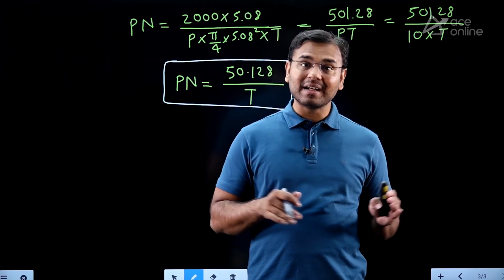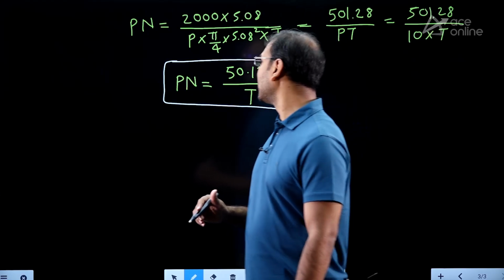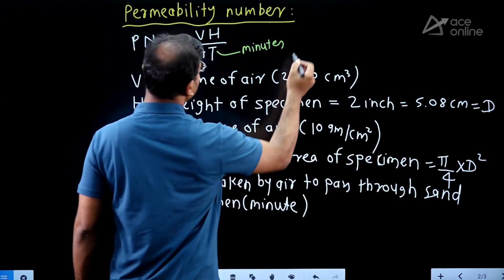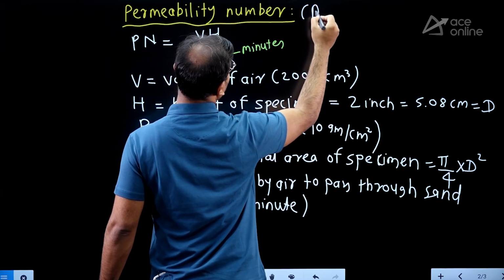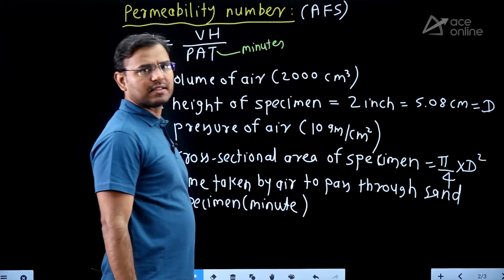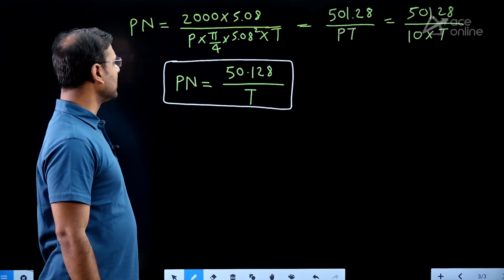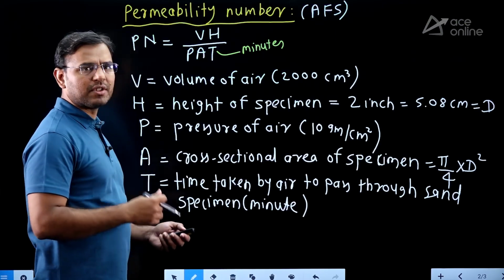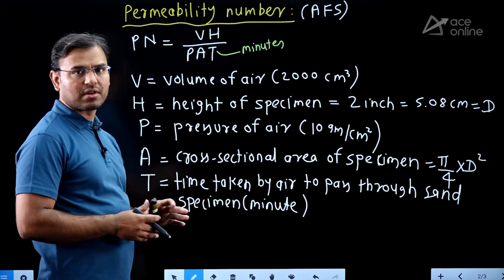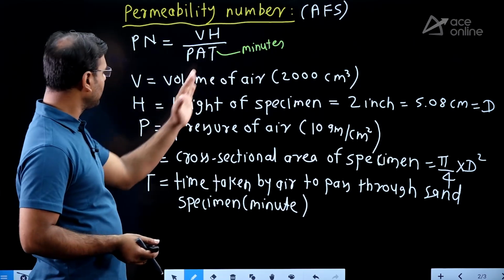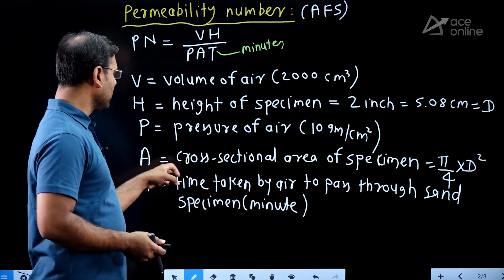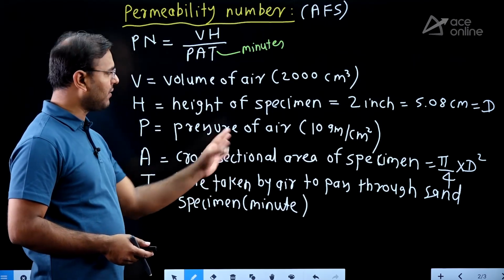It is an empirical relation developed by AFS, guys. What is meant by AFS? It is developed by the American Foundry Society standard. The American Foundry Society developed this relation. It is an empirical relation. Okay, they took one specimen, they made one specimen, and all the dimensions are fixed. The volume of the specimen is fixed. Height is also fixed. Then the cross-sectional area, pi by 4 d square, that value is also fixed.